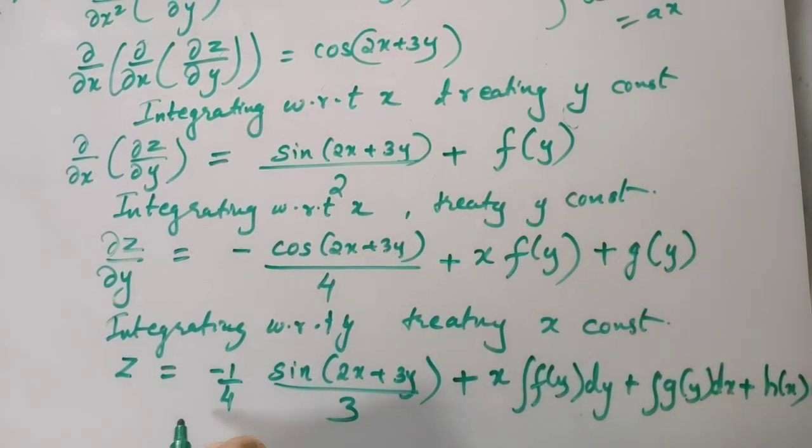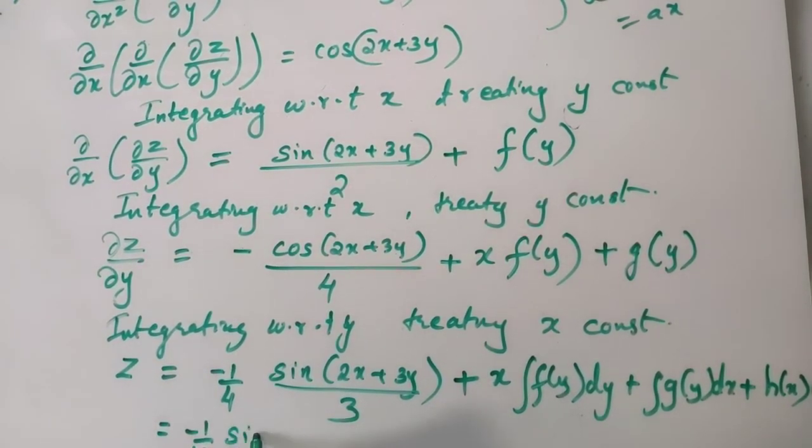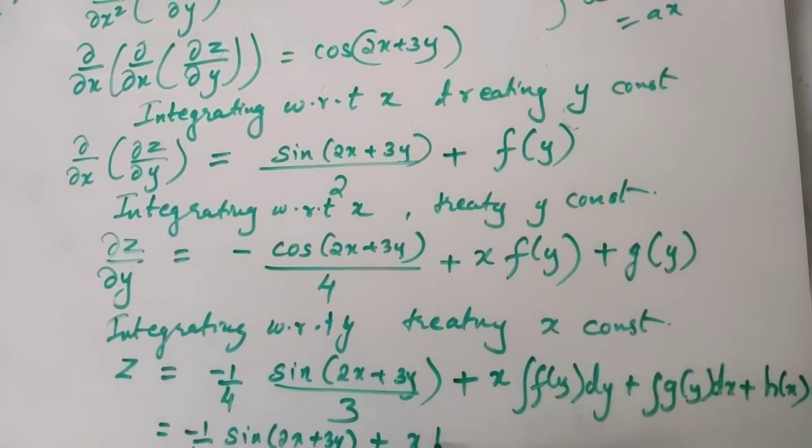Or you can further simplify this as z is equal to minus 1 by 12 sine of 2x plus 3y, plus x into this integration of f of y dy. I want to represent it as capital F of y, plus integration of g of y dy, I will write it as capital G of y, plus an arbitrary function of x. These are all arbitrary functions of y only. I hope the point is clear, but the main part is this.